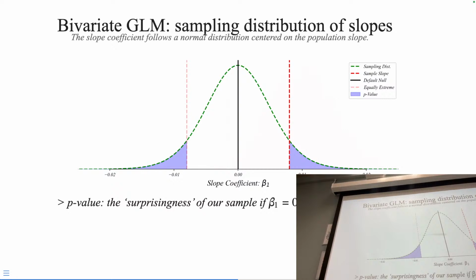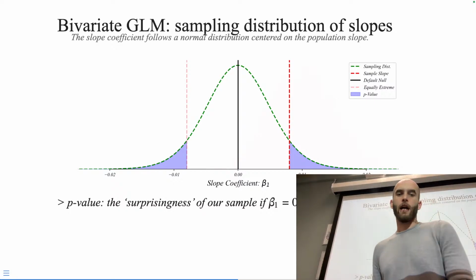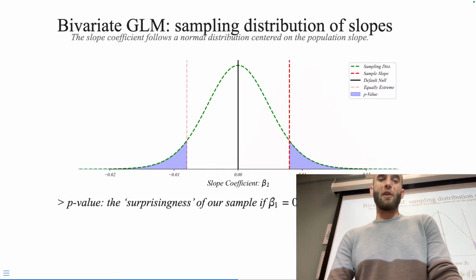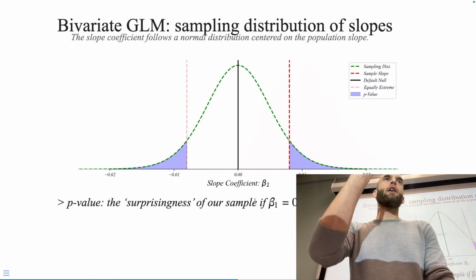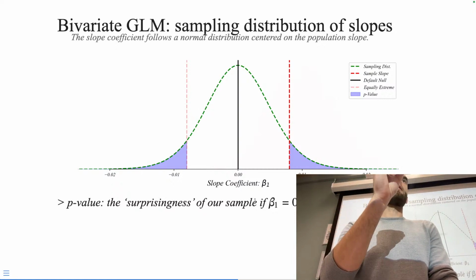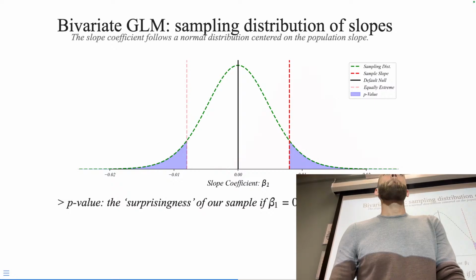So what's the probability of seeing something as extreme as what we do under the assumption that there is no relationship between the variables? That gives us our p-value. This is what we call the default null, which is baked into all of our regression software. All of our statistical packages assume our null hypothesis is that there's no relationship. Okay, so nice. This is the picture, and the p-value tells us essentially the surprisingness of our sample. Under the null hypothesis, how likely is it that we would see something this extreme?